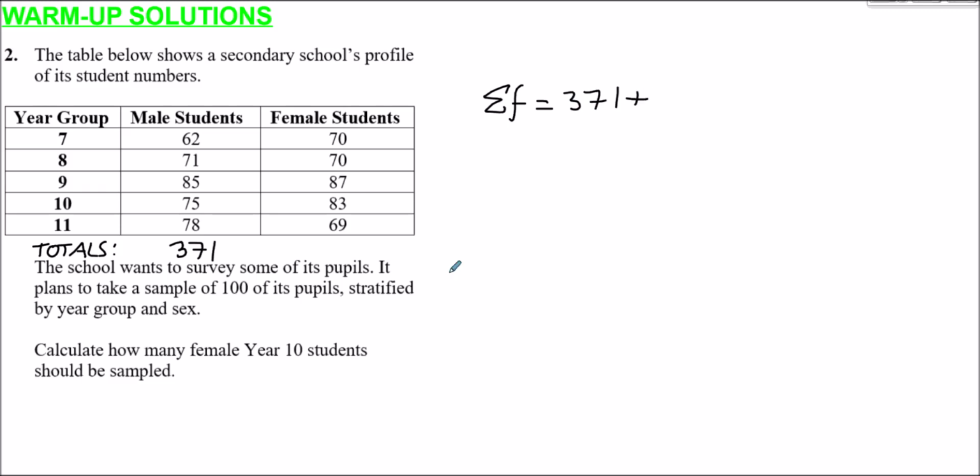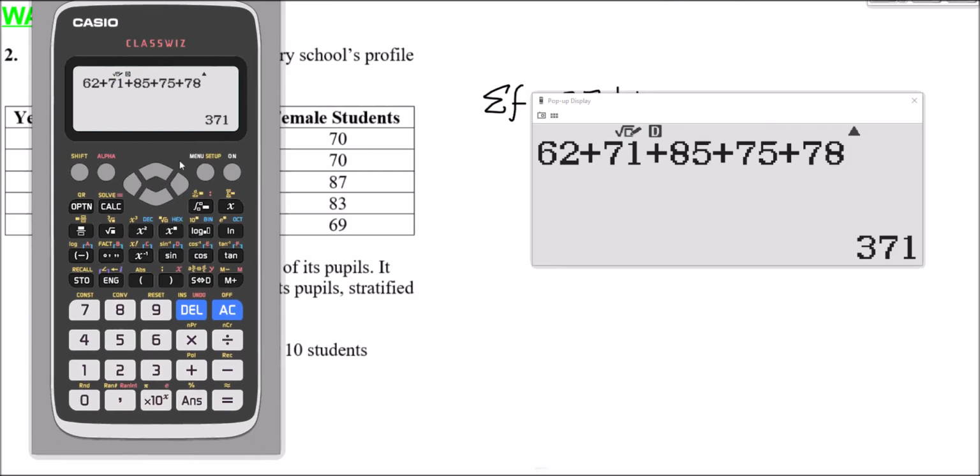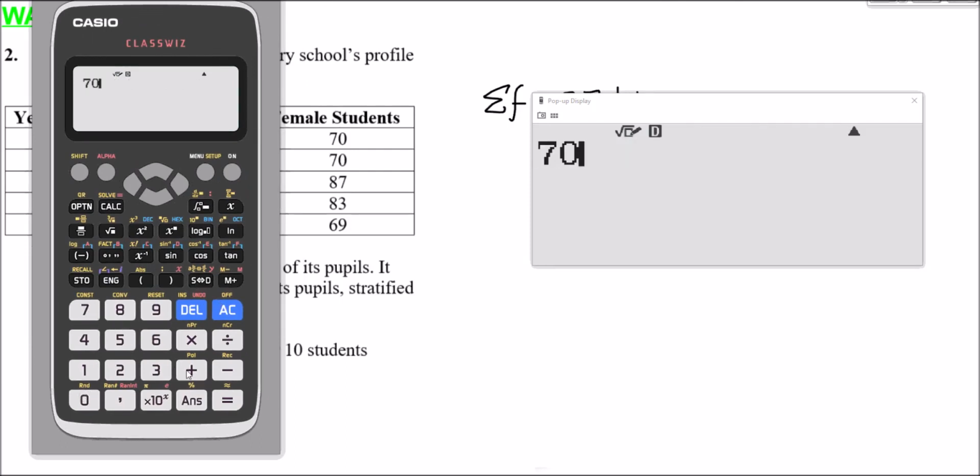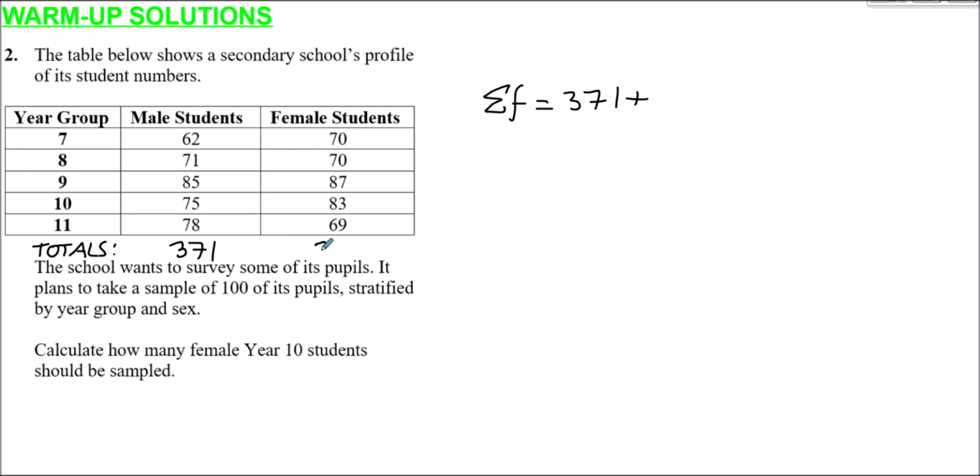And the females, 70 plus 70 plus 87 plus 83 and plus 69. That gives a total of 379. So if we add 371 to 379, we'd get a total there of 750 students.